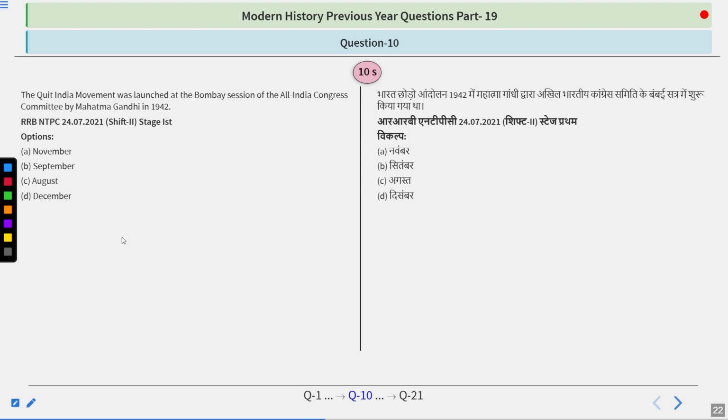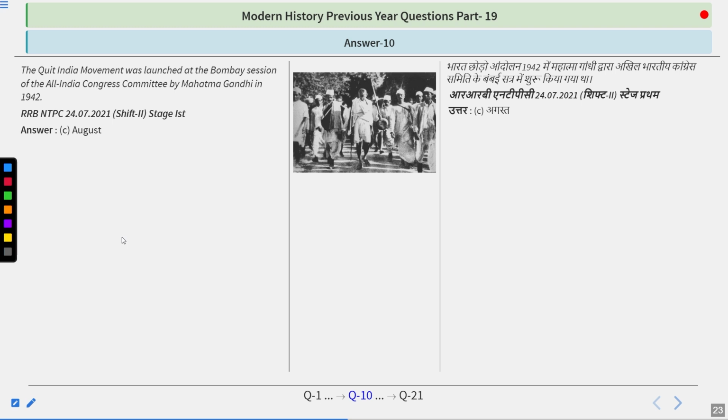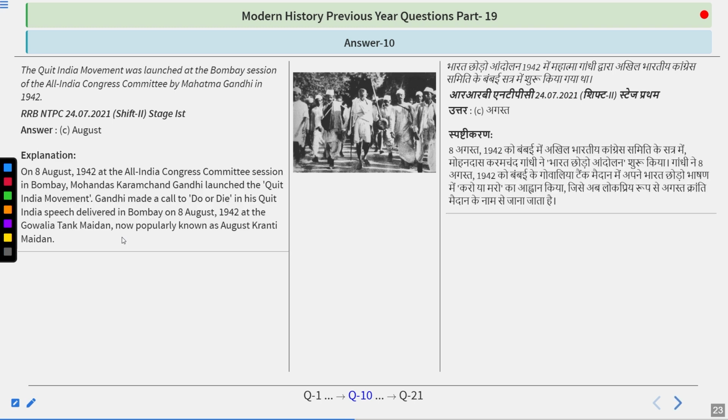Quit India movement was launched at the Bombay session of the All India Congress Committee by Mahatma Gandhi in 1942. Options are November, September, August, or December. Think about it. So now we have discussed it so many times. I don't think that you will have any trouble in answering this question. Answer is August. And to be specific, on 8th August 1942.